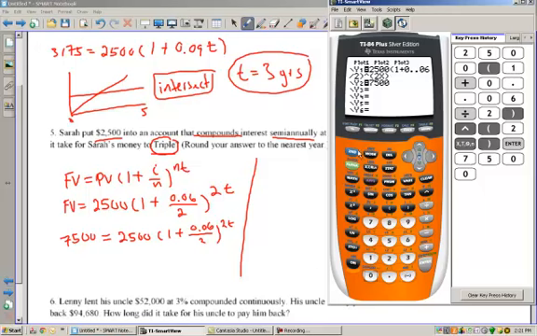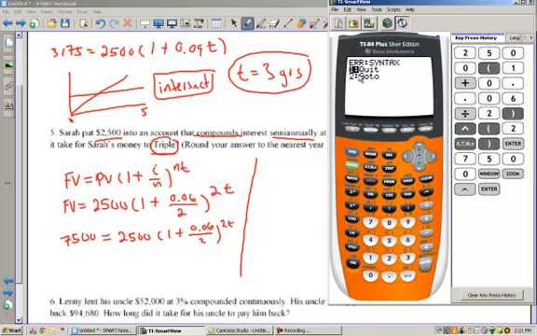And so on this one, I need to make my window. So I hit the window button, and now the letter I'm looking for is T, which is time, which is in years. So 0 to 5, okay, that's fine. Let's try 0 to 5 years. So we hit zoom, zoom fit, and see what happens.